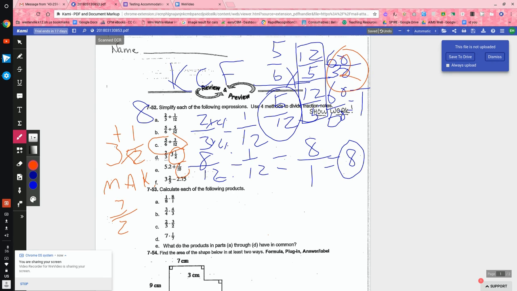For the 7/10, I would just turn it into a decimal, 0.7. It'd be easier to add. And then for F, we have 3 2/5 and 2 75/100. I would just turn that 2/5 into a decimal to get 3.40. And then it might be a lot easier for you to subtract.